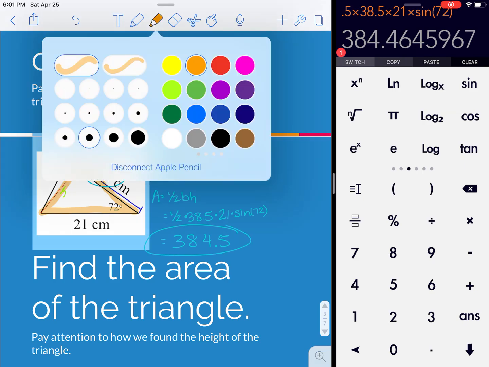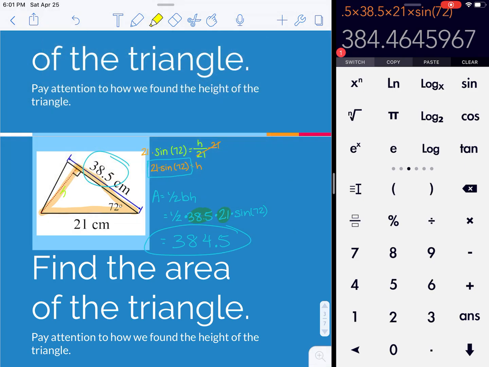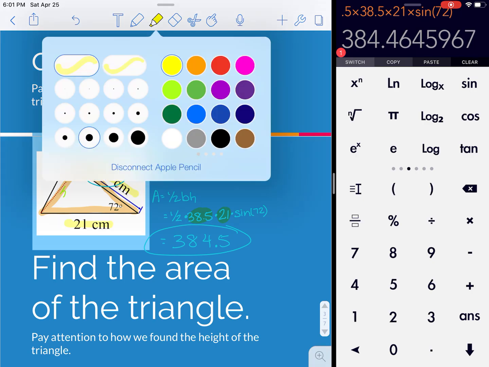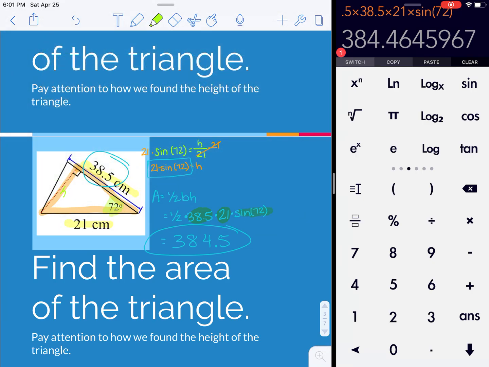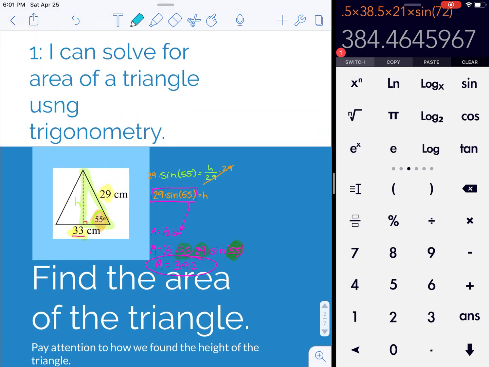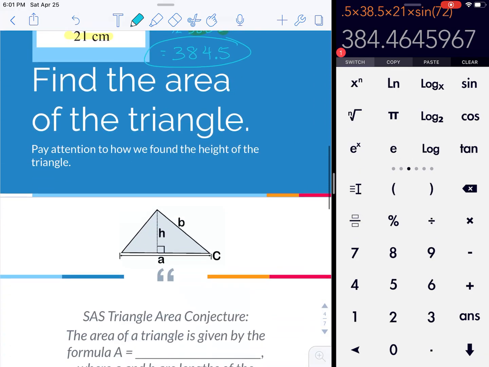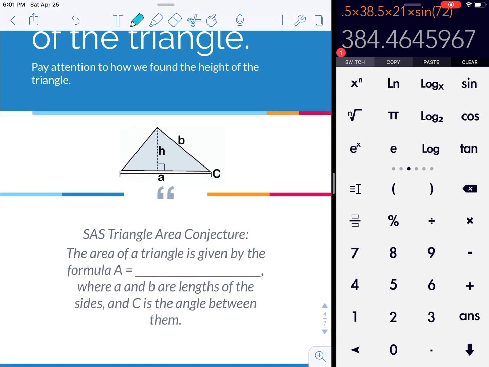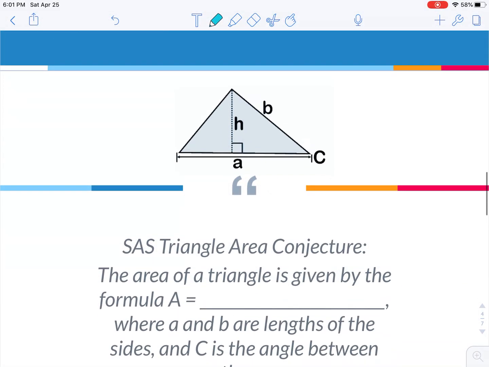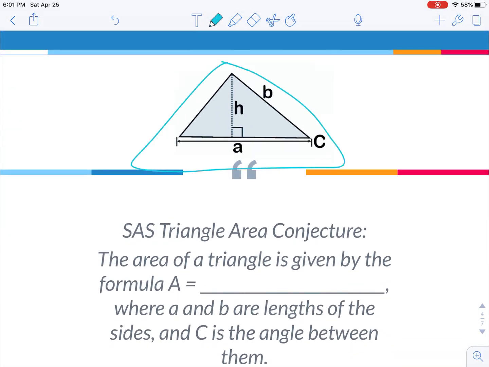And notice again, I'm multiplying my two sides times the sine of the angle between them. So there's a pattern because that's what we did up here as well. The two sides times the sine of the angle between them times 1/2. So the new formula you can use is going to be, if your triangle looks like this, the area will equal 1/2 times your sides A and B times the sine of angle C.